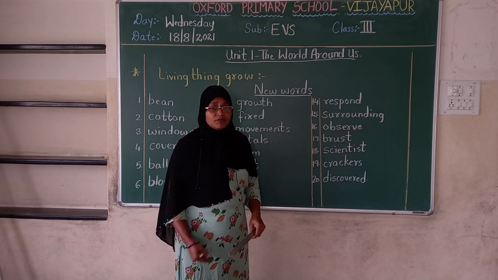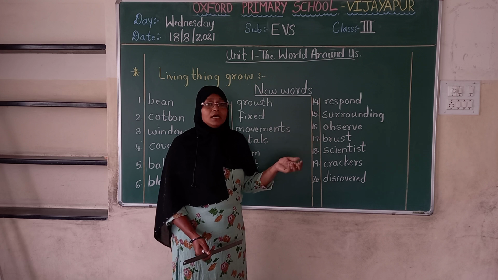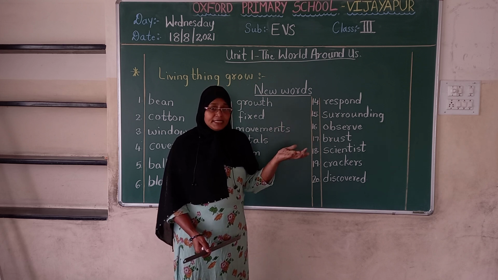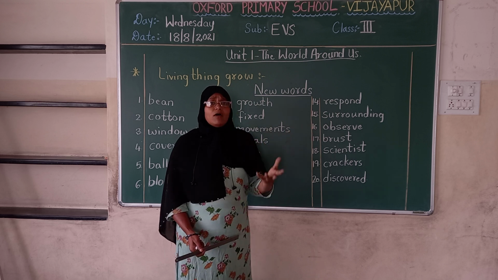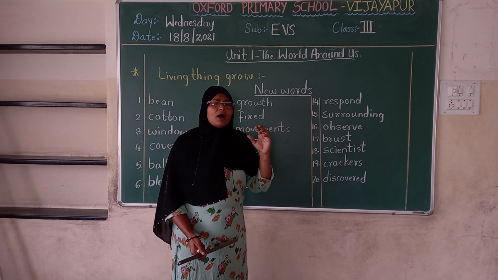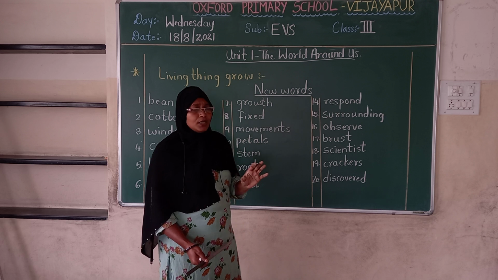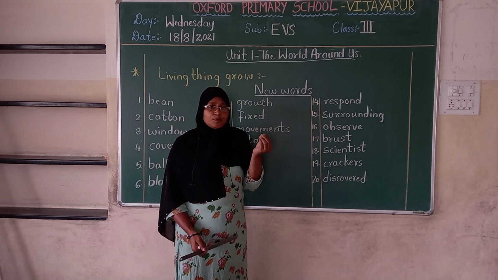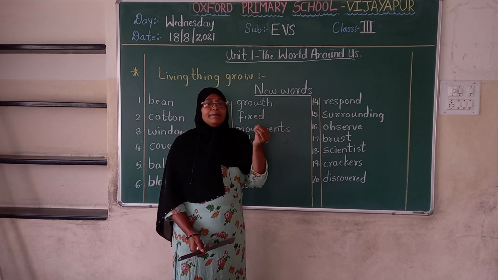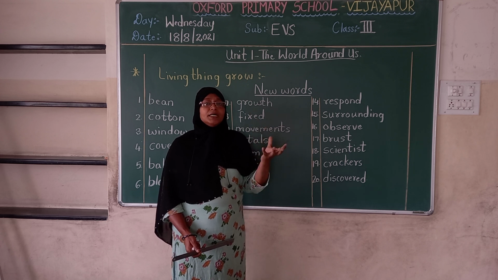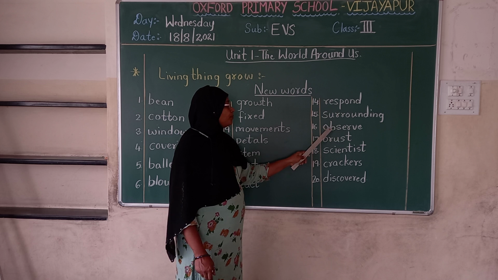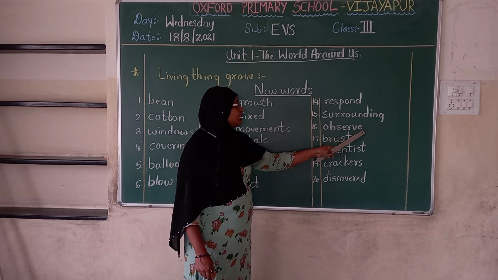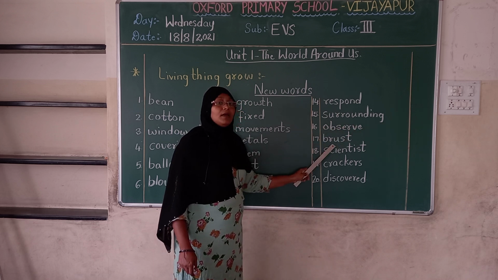O-B-S-E-R-V-E. Observe. Do you observe nowadays? If you go outside in the rainy season, when a plant is a sapling, see the observation day by day, how it looks very beautiful. If you see a rose plant, it gives birth to a bud, and that bud turns to a flower. So observe. O-B-S-E-R-V-E. Observe. Next one. Brushed.